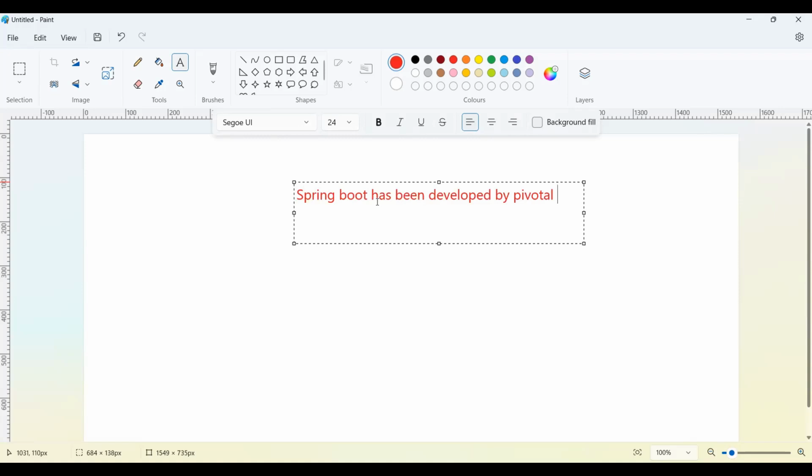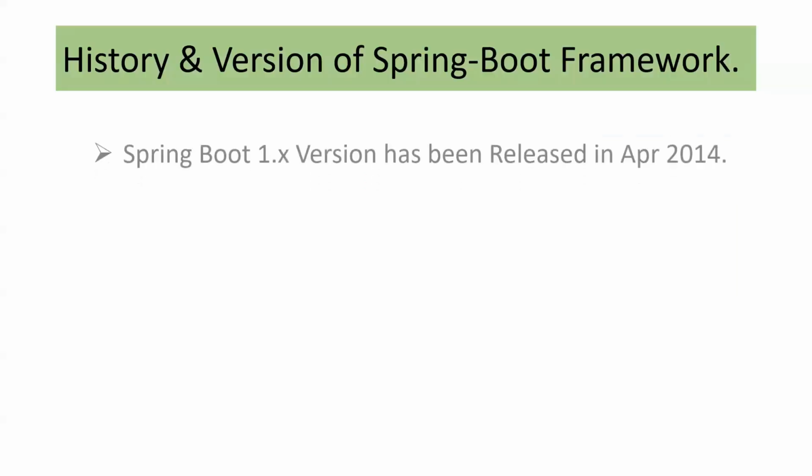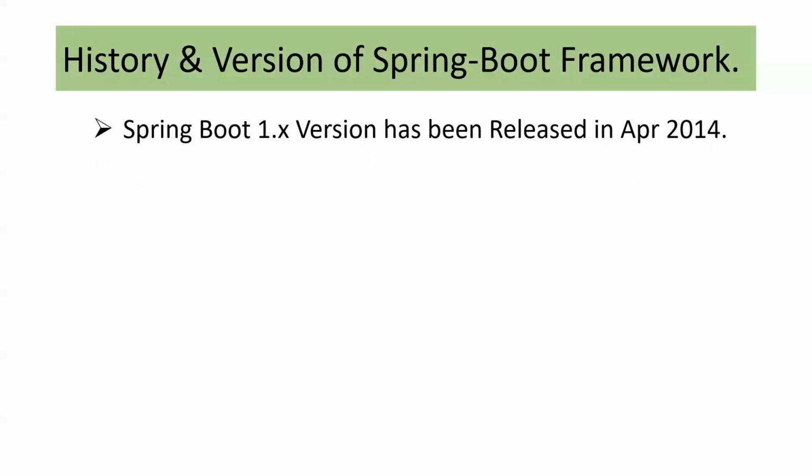And the first topic here is history and version of Spring Boot framework. And here, the first thing we want to know is who has developed this Spring Boot framework. So Pivotal was the company who developed this Spring Boot framework. And the first release of the Spring Boot framework came in the year 2014.